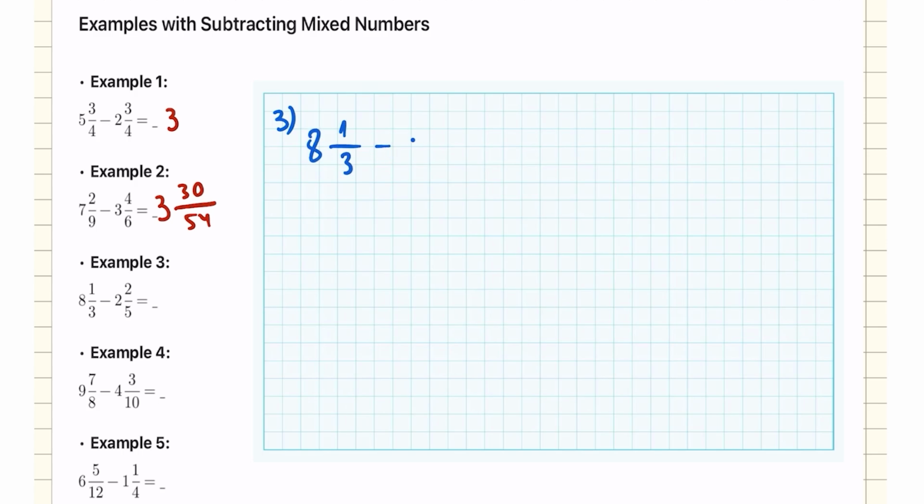We have 8 and 1 over 3 minus 2 and 2 over 5. Usually we subtract the whole numbers. We get 6, and then the common denominator, 5 times 3, is 15. Then we multiply numbers by cross: 1 and 5, 2 and 3. This case is also the same. The first fraction is actually smaller than the second fraction, so we can't subtract directly.